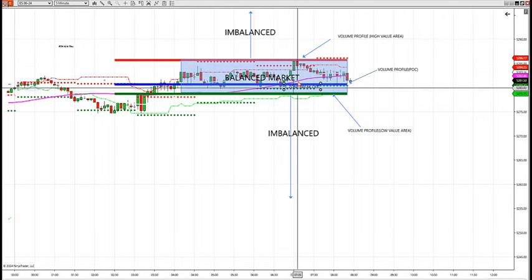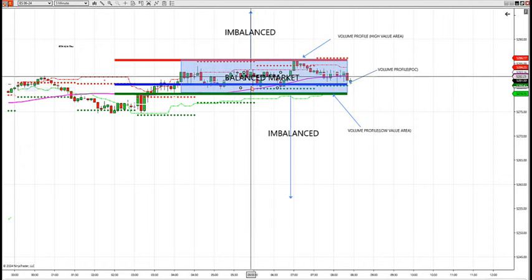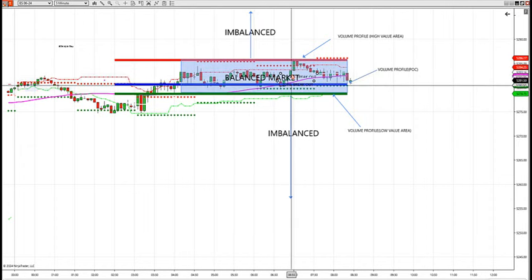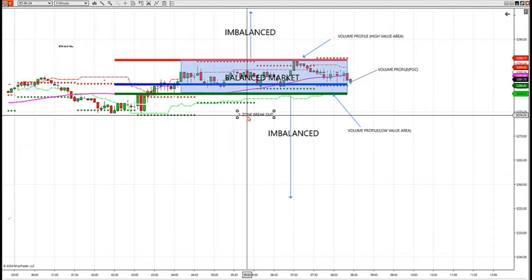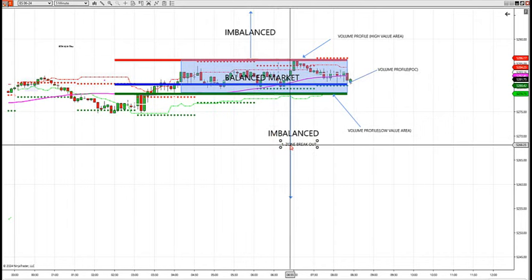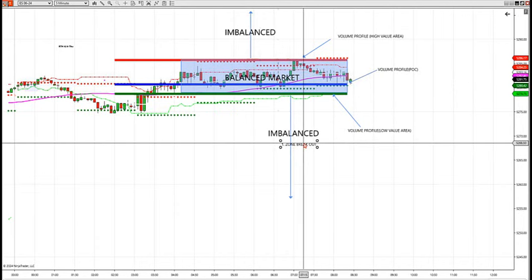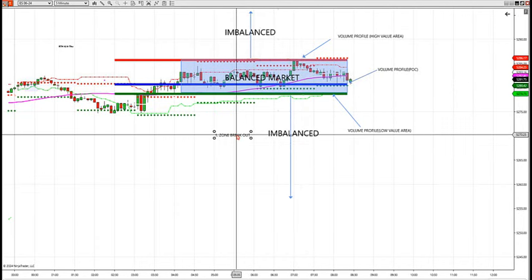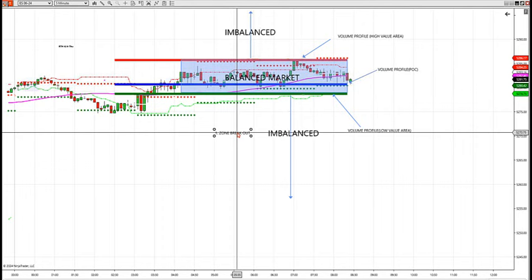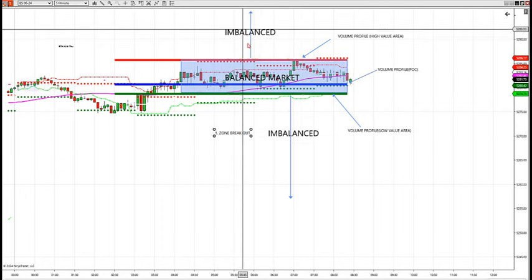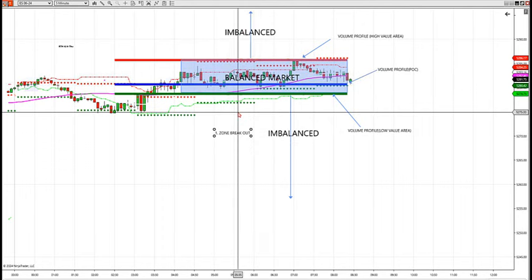Why? Because the market is balanced. There's no path of least resistance or least support. You want to try zone breakouts when you're in an imbalanced market. So when you see these yellow triggers or these yellow entries that come up on a zone breakout, you want to get into an imbalanced market.